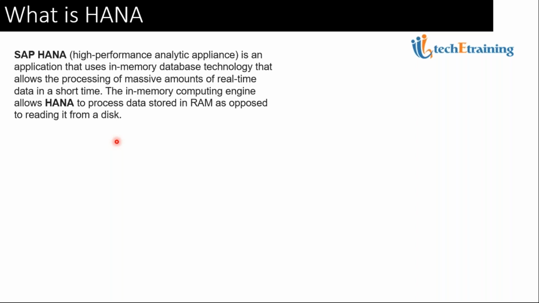So that's a fundamental difference. We'll come to see a lot of things. So let's go back to the definition that appears here. SAP HANA is a high performance analytical appliance. We don't even call it a database. It's an appliance. We'll see what is the difference between the appliance and the HANA database. It is an appliance using in-memory database technology that allows massive parallel processing.